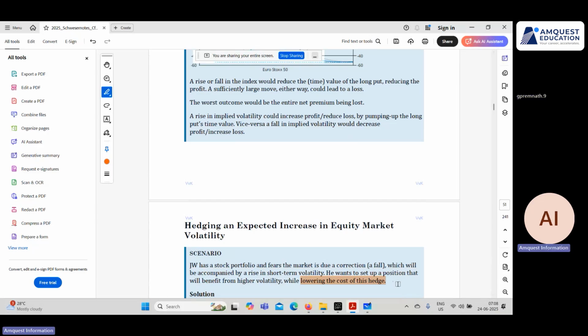I agree, because the moment you read the line that there is a rise in volatility, it will give you a feeling that a straddle could be a good strategy. But the moment you read that he wants to benefit from the higher volatility but also wants to lower the cost of this hedge, it means I don't want to be long all the time. I also want to be short something. The only way to lower the cost of the hedge is to short something if I'm long something. So you can buy a put and then short a call. Okay, buy a put. Let's talk about that. I have a stock and fear the market is due for a correction or fall, which will be accompanied by a rise in short-term volatility.